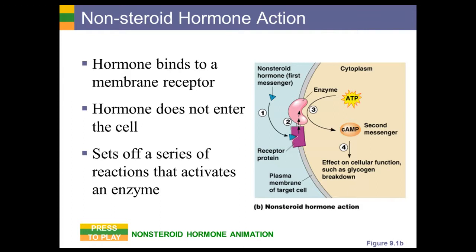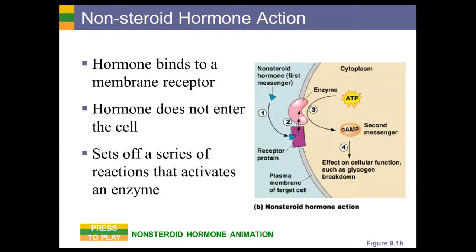That second messenger can turn on enzymes. It could turn on genes. It could turn off genes. The bottom line is the second messenger is causing changes inside the cell in response to the non-steroidal hormone binding the receptor. So non-steroidal hormones work through second messengers. They do not bind directly to the DNA inside the cell.